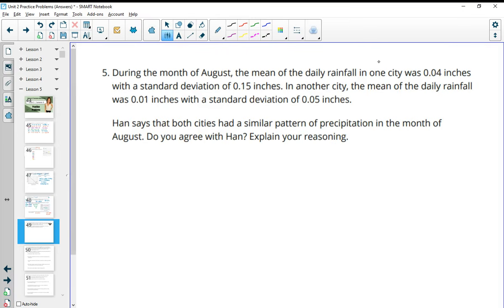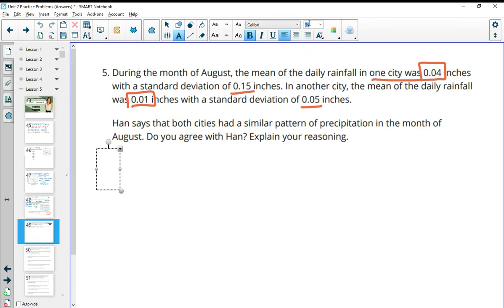Number 5, during the month of August, the mean daily rainfall of one city was 0.04 inches with a standard deviation of 0.15 inches. In another city, the average rainfall, or the mean rainfall, was 0.01 with a standard deviation of 0.5. Hans says that both cities have a similar precipitation pattern for the month. Do you agree? So it appears here that these cities both have very little rainfall.